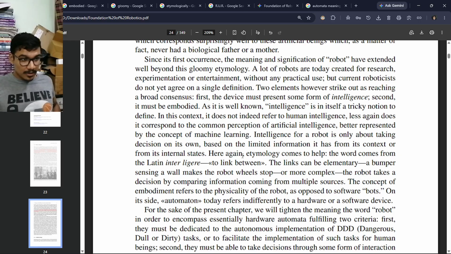Here again, how do you pronounce this? Etymology.